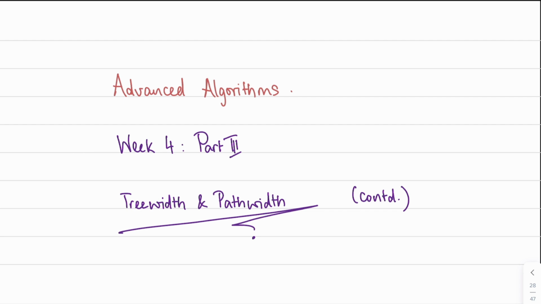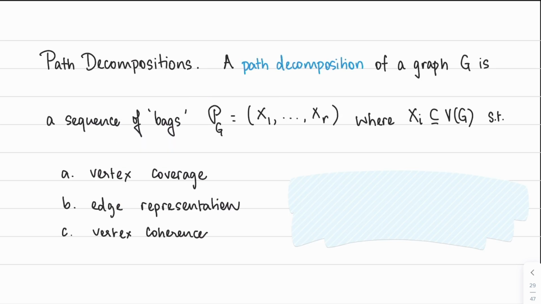Welcome back to part 3 of week 4 in advanced algorithms. We're going to continue from where we left off last time, where, if you remember, we developed the concept of pathwidth, and we did that using this construct called a path decomposition. So recall that a path decomposition is a sequence of subsets of our graph G, which has three properties.